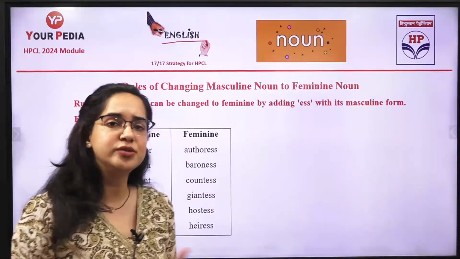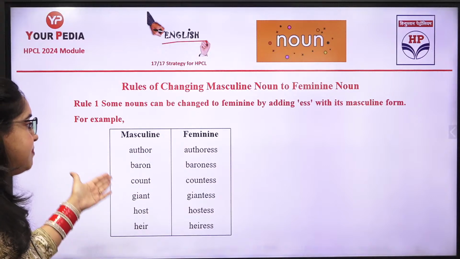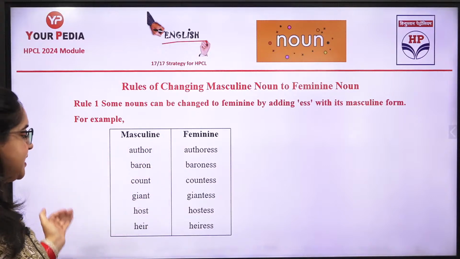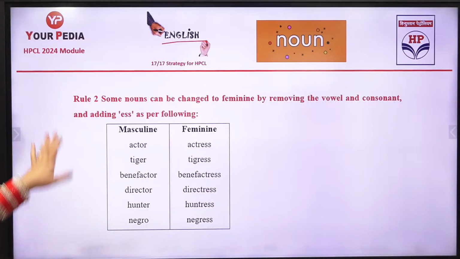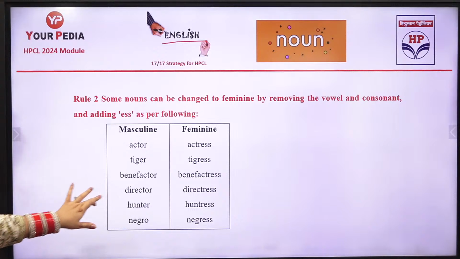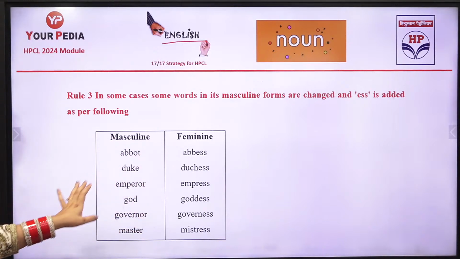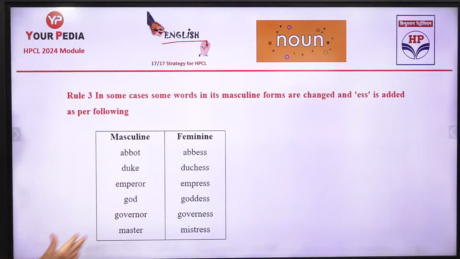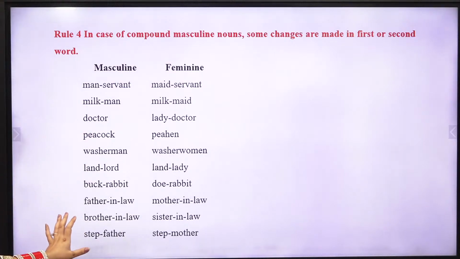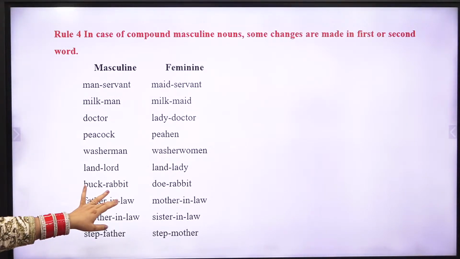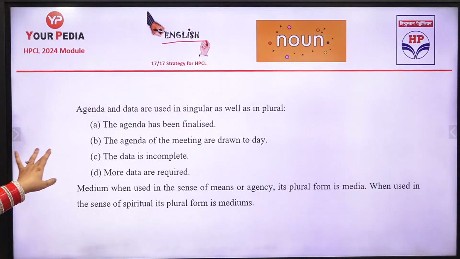आपने छोटे होते किया होगा लिंग पुल्लिंग, उस तरह से. Author का opposite क्या होता है, feminine में आ गया authoress, baron baroness, count countess, giant giantess, host hostess, heir heiress. So it is just you have to revise it out. Then it is again by removing: actor, actress, tiger, tigress, benefactor, benefactress. Then is director, directress. Then is hunter, huntress, negro, negress. And then abbot, abbess, duke, duchess, emperor, empress, god, goddess, governor, governess, master, mistress. Manservant, maidservant, milkman, milkmaid, doctor, lady doctor, peacock, peahen, washerman, washerwoman, landlord, landlady, buck rabbit, doe rabbit, father-in-law, mother-in-law, brother-in-law, sister-in-law, stepfather, stepmother. So these are some generic ones जो आप please इसको revise करना at your homes.